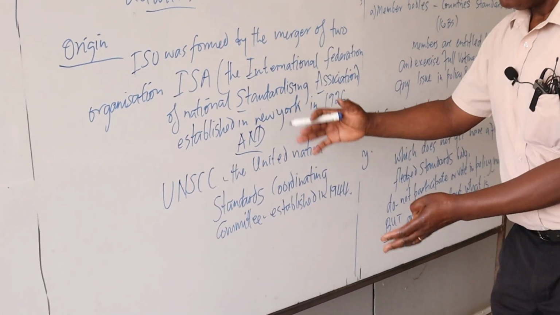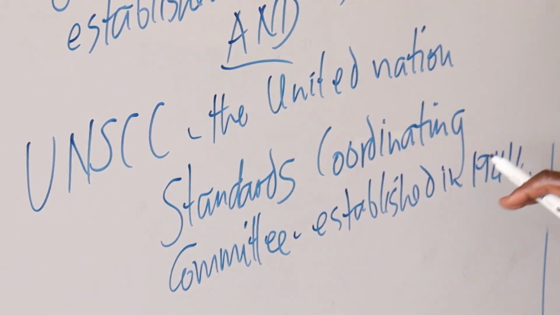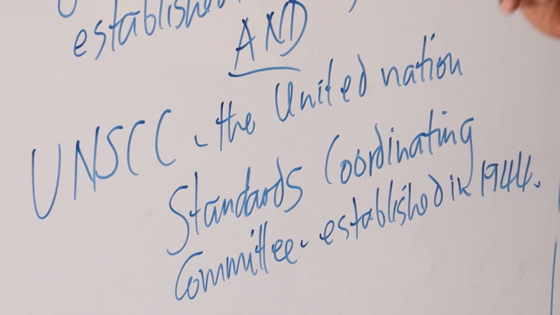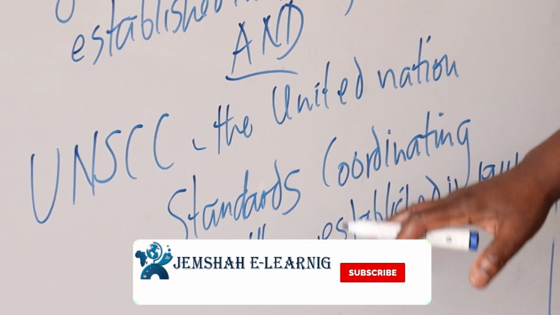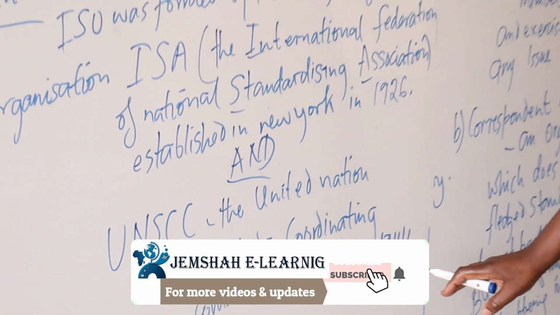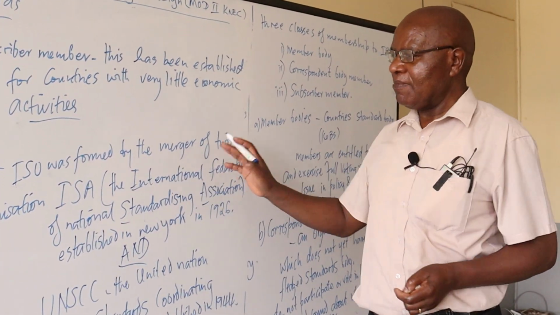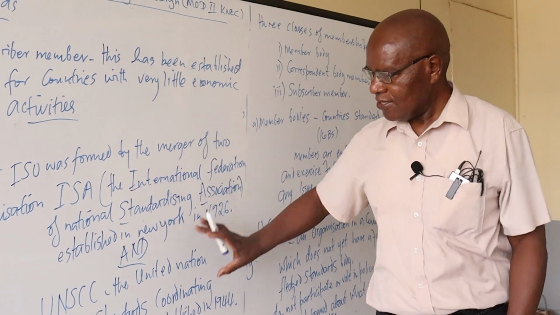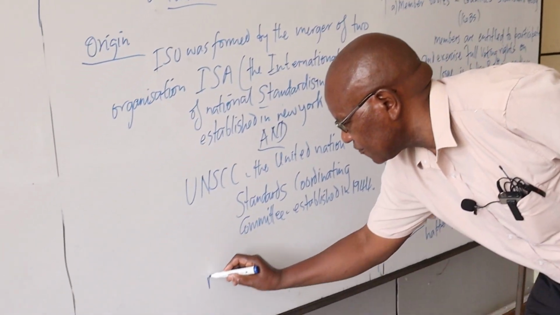So this is the United Nations Standards Coordinating Committee, to more or less coordinate manufacturing across the world. This one had been established in 1944, and these ones merged in 1946. ISO was formed by the merger of those two organizations, and they merged in 1946.